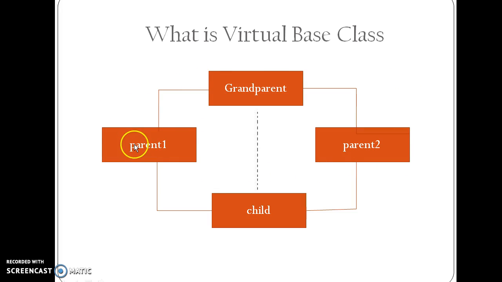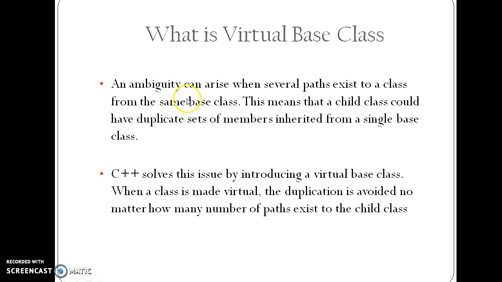Now as we know, parent 1 and parent 2 are derived from the grandparent class, and parent 1 and parent 2, actually these are the intermediate base classes which are acting as a base class for child class. Now in this overall scenario, you can see child class inherits the properties of grandparent class via parent 1 and parent 2. So it creates the duplicate set of properties and functionalities. And one more way is there, which is shown by the broken line. So the overall situation causes the ambiguity.